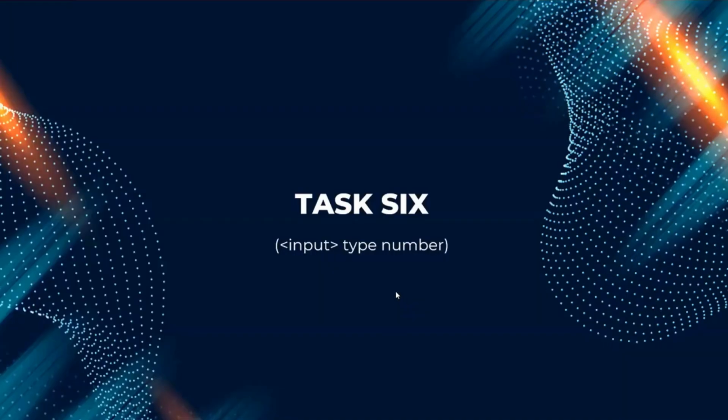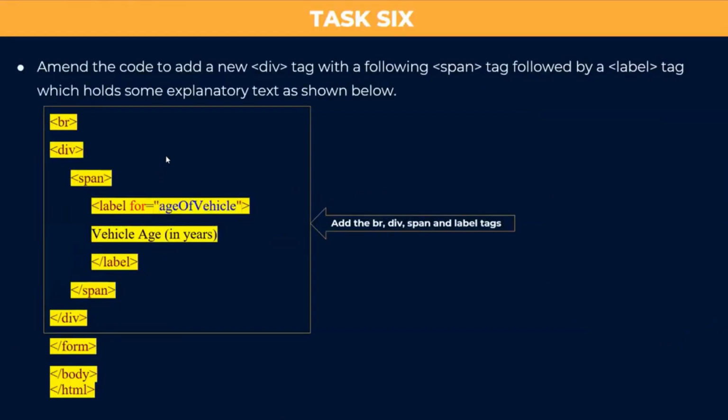In the last task, we used an input type text. In this task, task 6, we're going to use another input type, but this time it will be a number type. So we're going to amend our code. And once again, we're going to have a BR, so it's a line break, followed by a div.